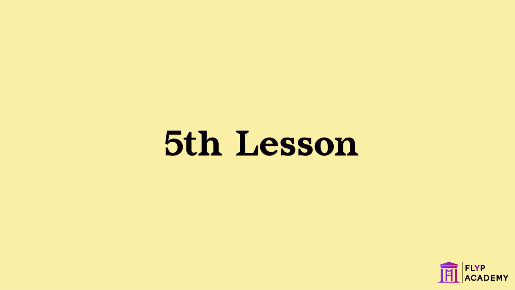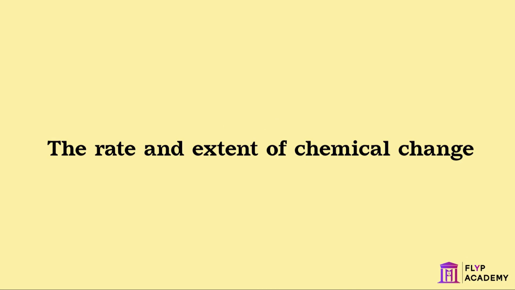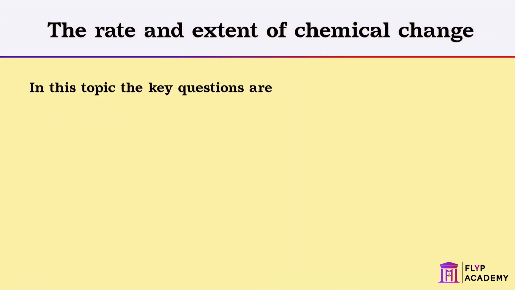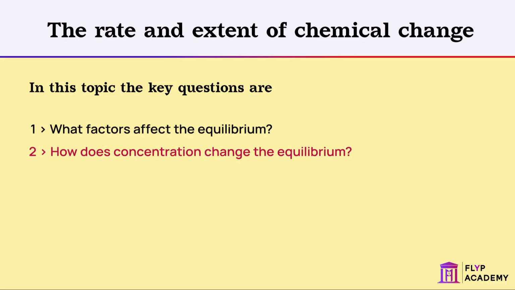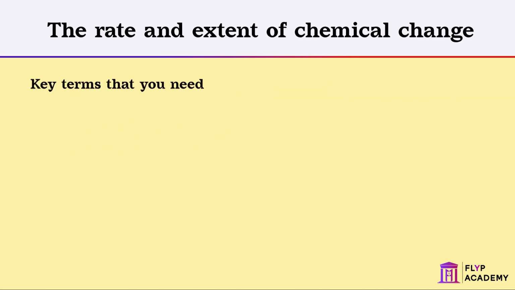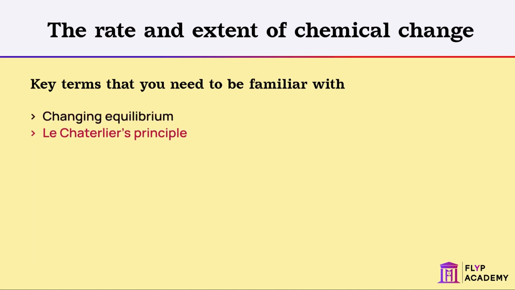Welcome to the fifth lesson of the Rate and Extent of Chemical Change topic. In this topic, the key questions are: 1. What factors affect the equilibrium? 2. How does concentration change the equilibrium? Key terms that you need to be familiar with: changing equilibrium, Le Chatelier's principle.